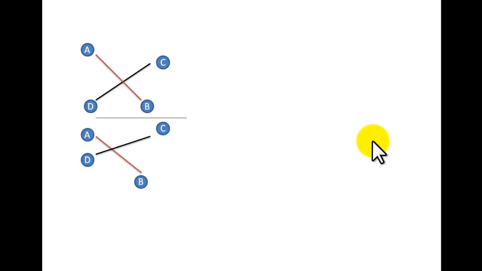Here we have two skew lines. We have plan and elevation. Here's our plan, here's our elevation. As you can see, these two lines do not meet.